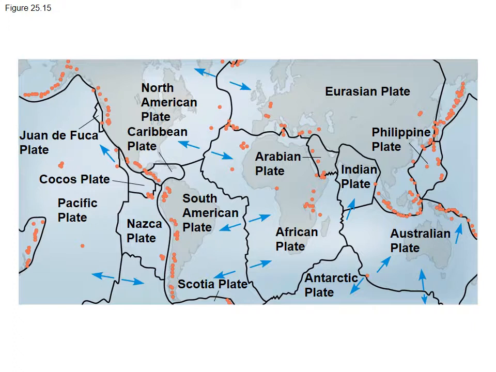So as these plates are moving away from one another, and Pangaea, if you imagine, was the entire world's continents all together, and now they're separating. Like the Atlantic is getting wider and the Pacific is getting narrower.